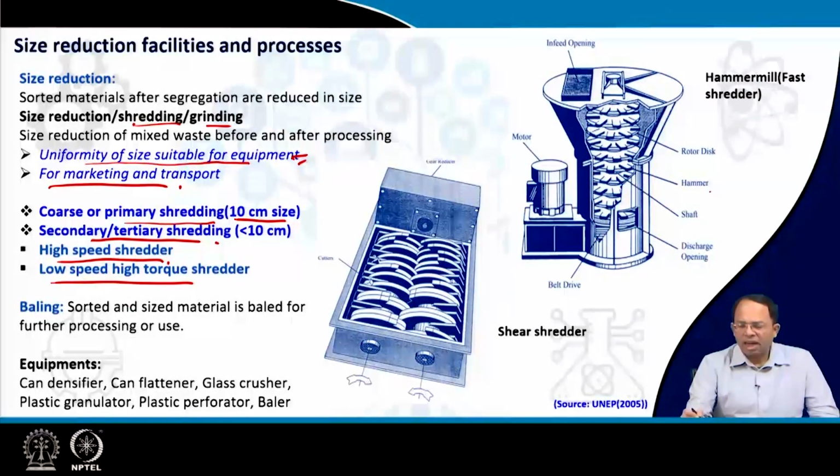So for example, this is a high speed shredder, which is a hammer mill. So you put the material from the top and you can see this kind of rotating teeth, which will grind the material into smaller pieces. This is run by a motor, and there is a belt drive which drives this entire shaft, and automatically the materials are shredded into smaller pieces. So this is a very high speed mechanism, whereas this is a low speed mechanism.